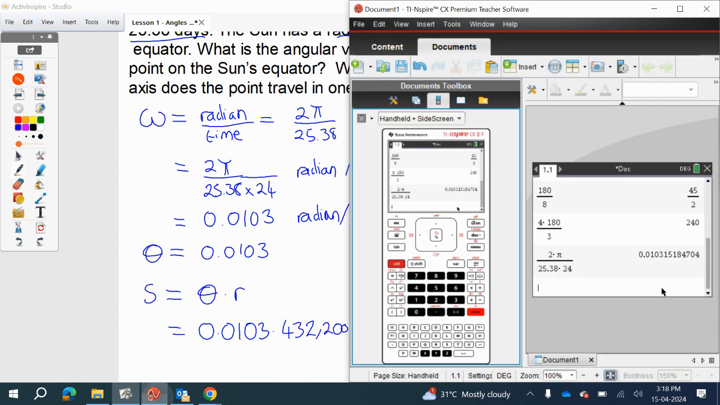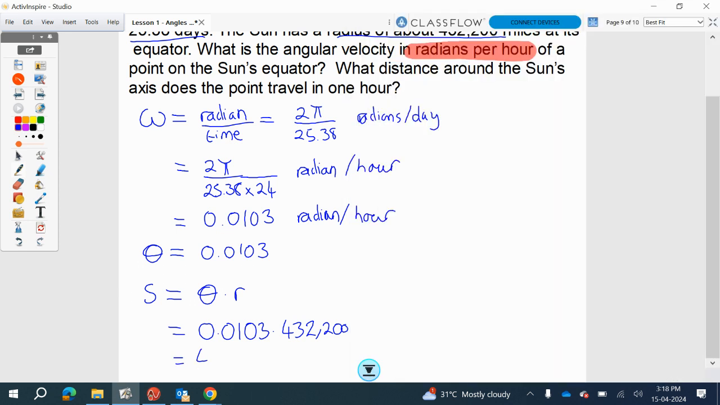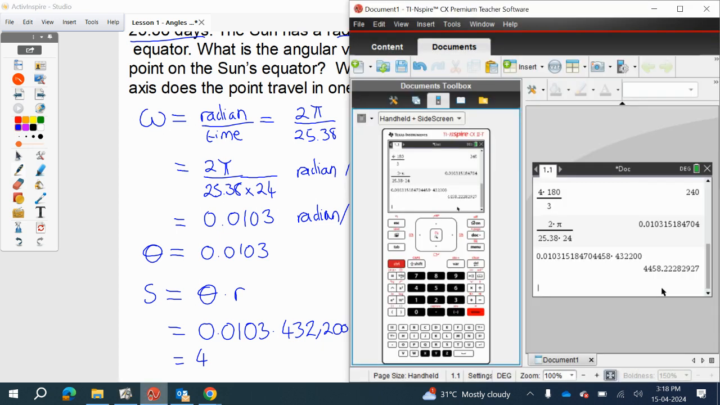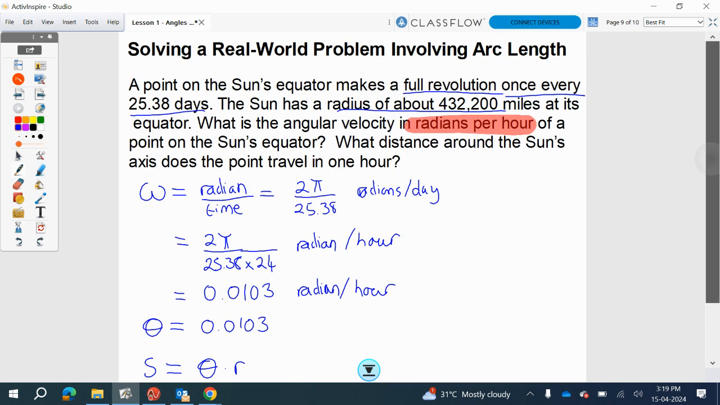Pop that onto my calculator. I'll use the exact value from the previous part, times it by 432,200. It's going to travel about 4,460 miles. So what distance around the sun's axis does a point travel in 1 hour? 4,460 miles. So for this type of question, use the units to help you come up with the formula, and then put your bits and pieces in.